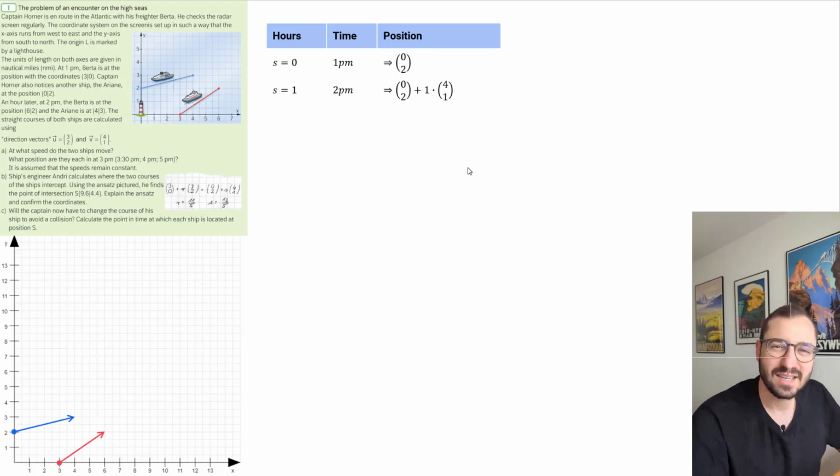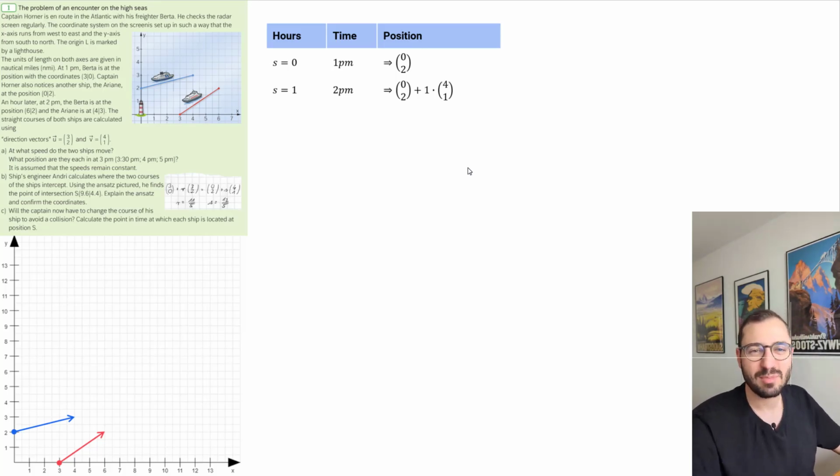The purpose of this exercise here is to discover how you can describe lines using vectors. Now the situation that we have here is we have two ships, the blue one and the red one, and they move along certain lines. So let's have a look at the blue ship first, at the movement of the blue ship.